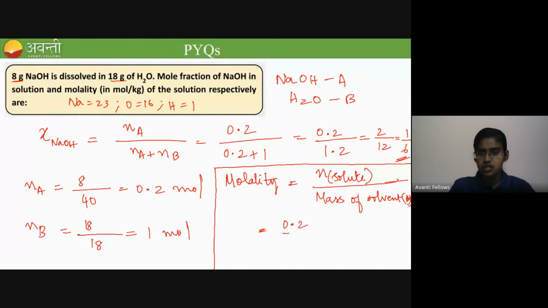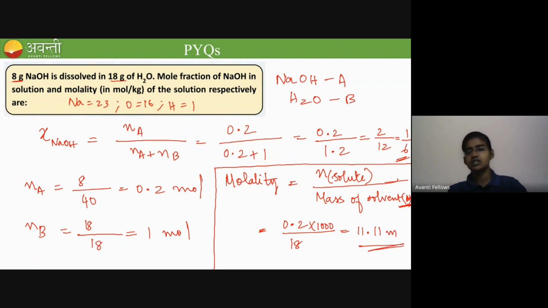Okay. And the mass of the solvent is 18 gram. But we have to substitute in kilogram. So it should be divided by 1000. So that 1000 goes to the numerator. So on solving this, we will get 11.11 molal. Okay, the molality is 11.11. So it is a concentration term. Okay, so I will go with one more question.